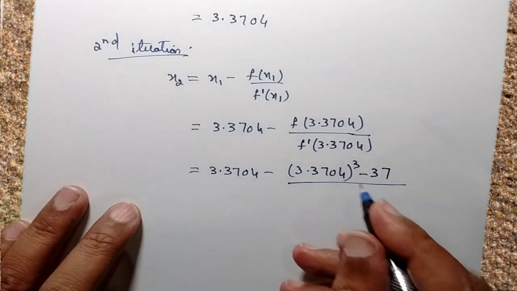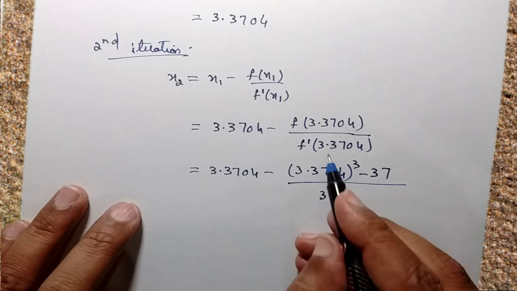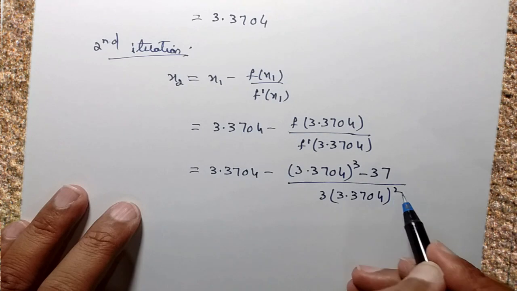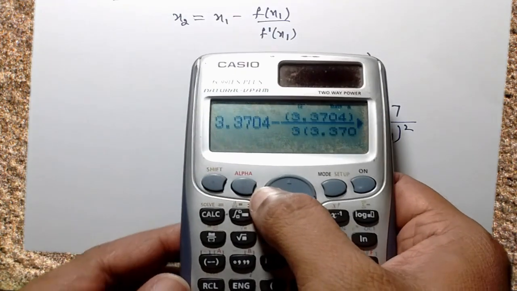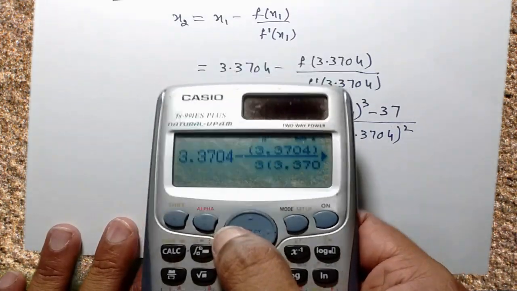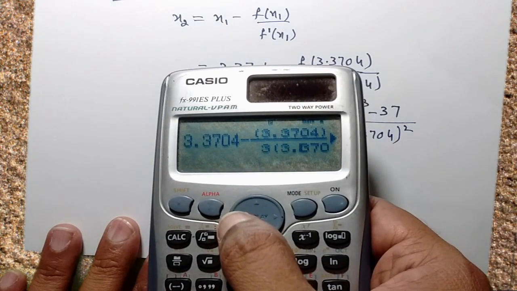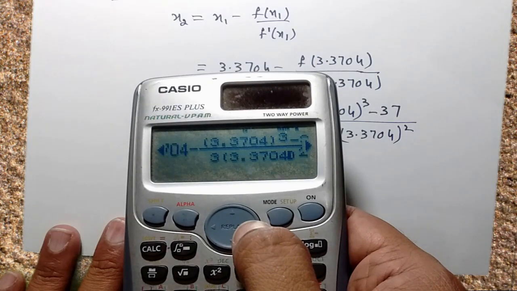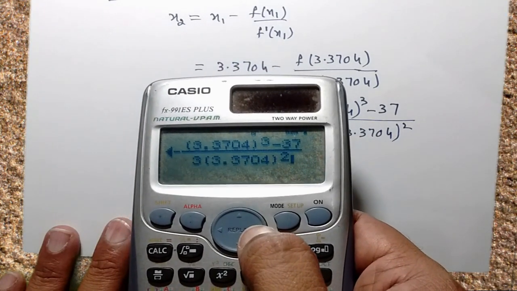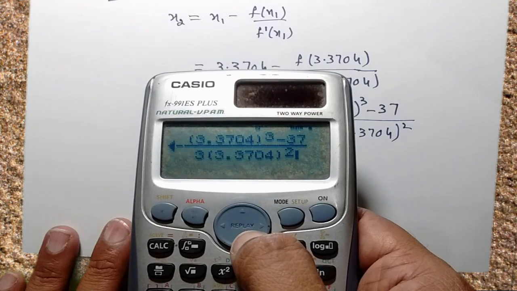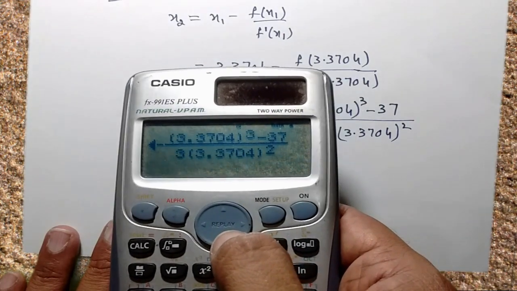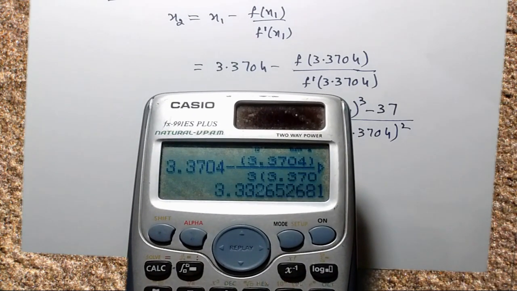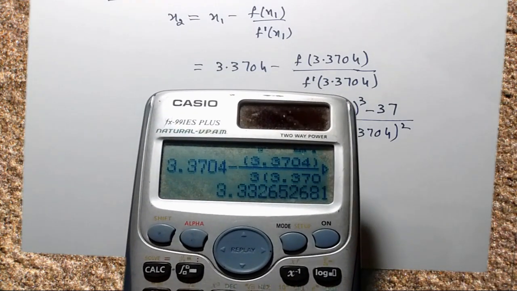What is the f dash value? F dash is 3x square. So the x value is 3.3704, 3x square. You just check it. I have just typed in the values over here. So the values are 3.3704 minus of 3.3704 whole cube minus of 37, divided by 3 into 3.3704 whole square. Right? Just check what solution we get over here. So that is the solution you are getting.